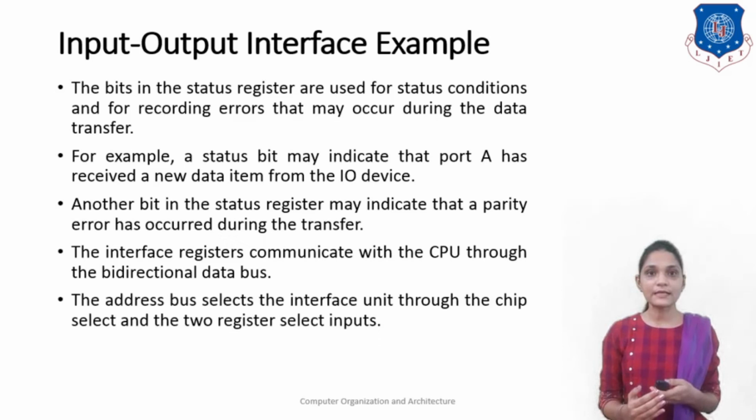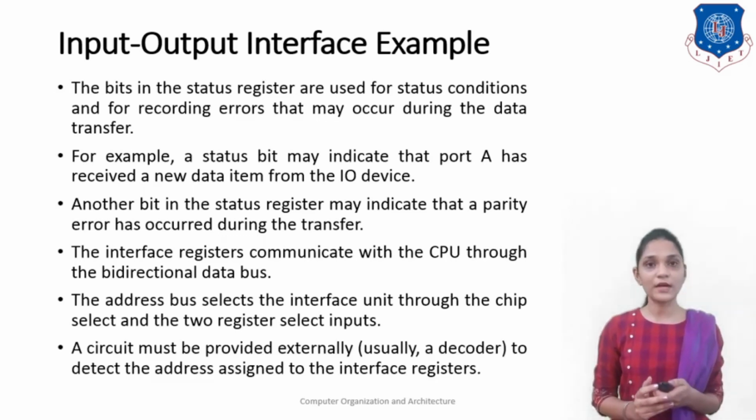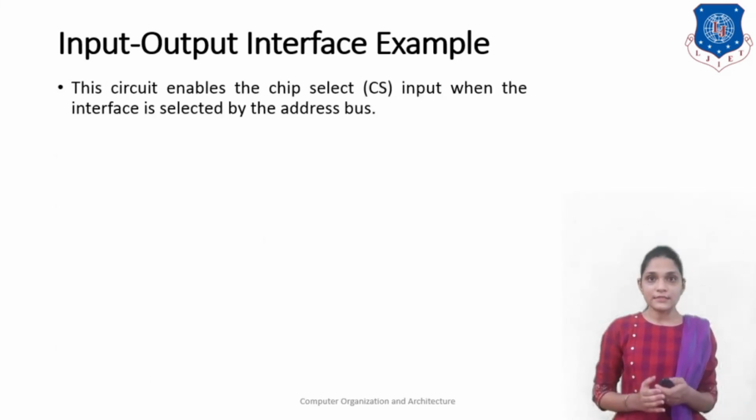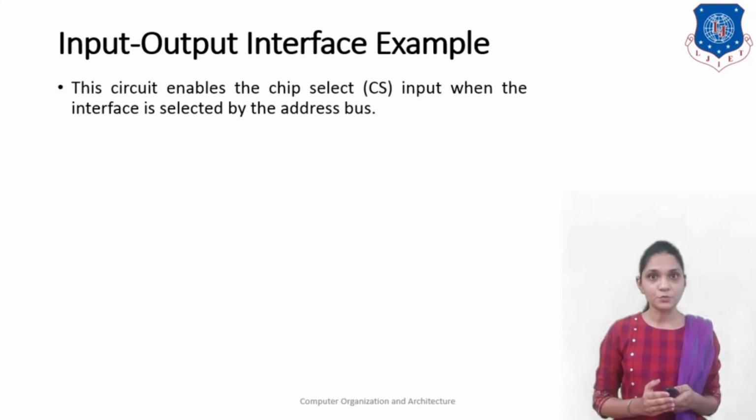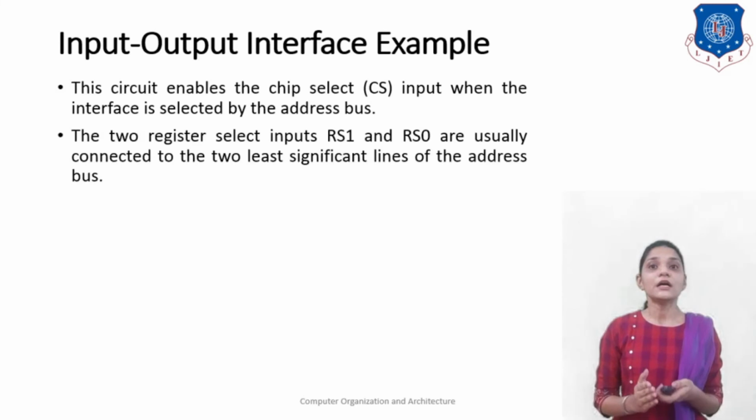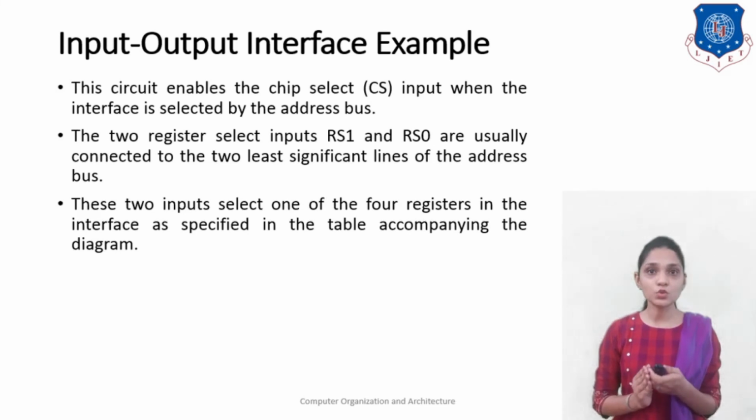And the address bus selects the interface unit through the chip select and two register select inputs. A circuit must be provided externally to detect the address assigned to this register. The circuit enables the chip select input when the interface is selected by the address bus. The two register select inputs RS1 and RS0 are usually connected to the two least significant lines of the address bus, and these two inputs select one of the 4 registers in the interface as specified in this table.